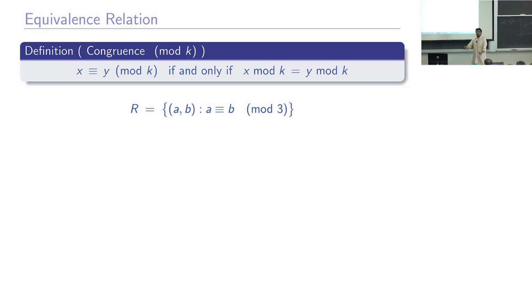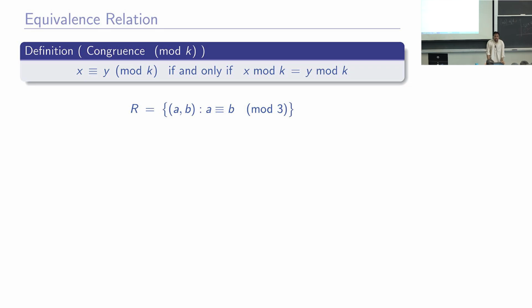Is 1 congruent to 1 mod 3? Just plug in 1 here and 1 here in mod k, 3, right? So let's see. What is 1 mod 3? 1. So 1 mod 3 is equal to 1 mod 3. The definition is satisfied. I will say 1 is congruent to 1.